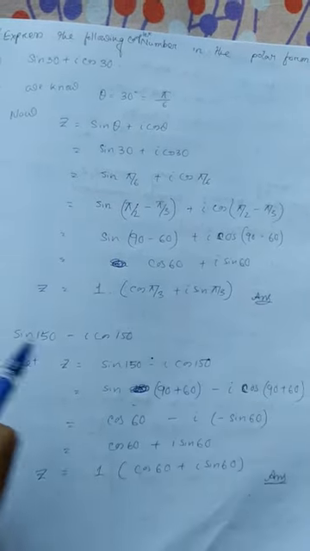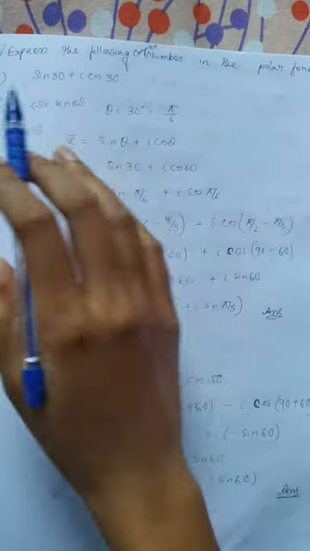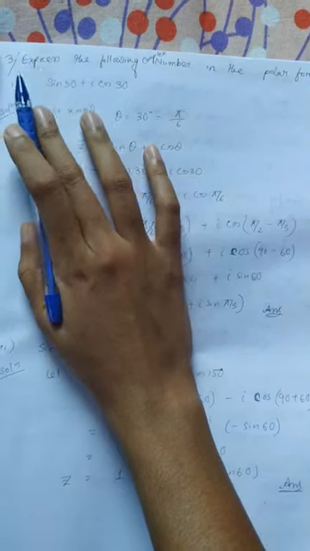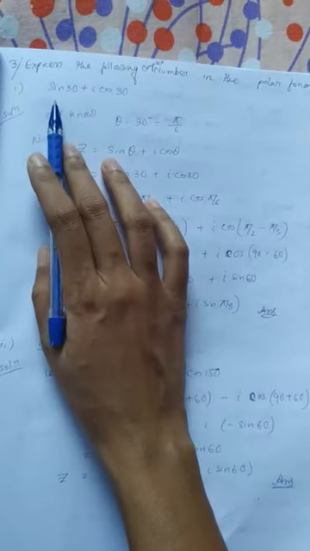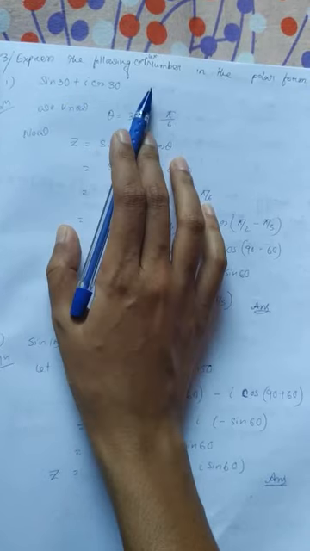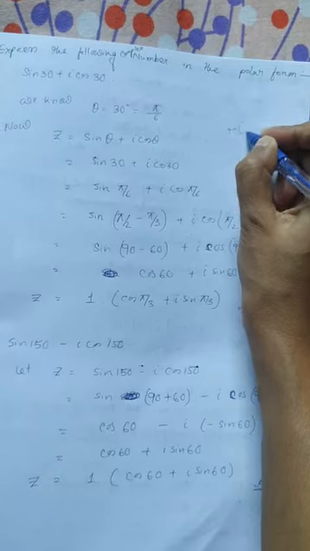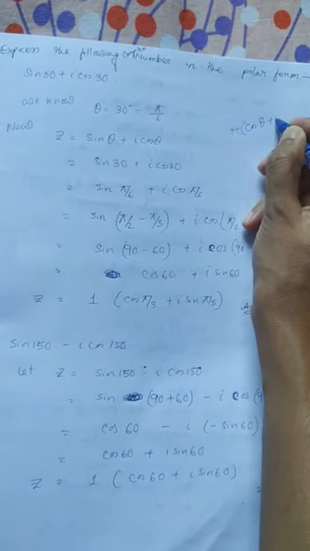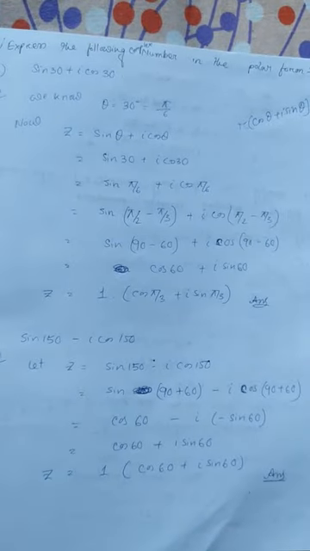Exercise 2.4, I think. Yes, Advancements, class 10. So the question is, question number 3: express the following complex number in the polar form. So this is the question given, you have to convert it in the polar form. Polar form is nothing but r cos theta plus i sin theta. This is the polar form of a complex number, we know that.